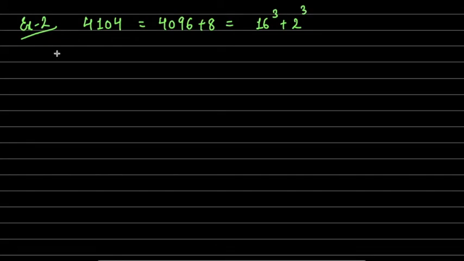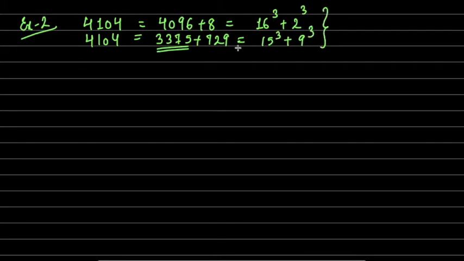Is there any other way I can represent it? Let's do it. There is another way of representing. If I write it as 3375 plus 729. Now this 3375 is the cube of 15, and 729 is the cube of 9. So we have represented the given number in two different ways, as the sum of two cubes.